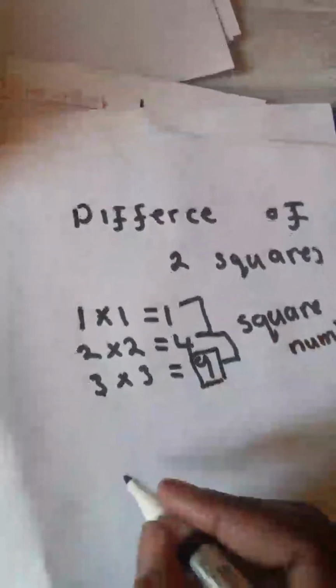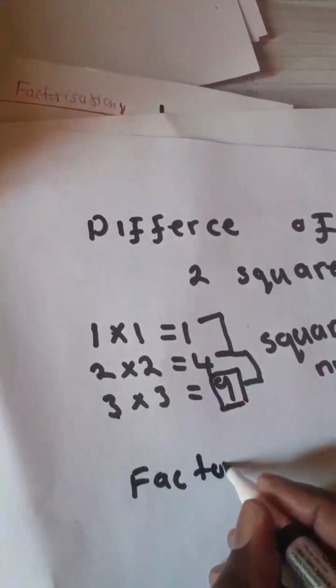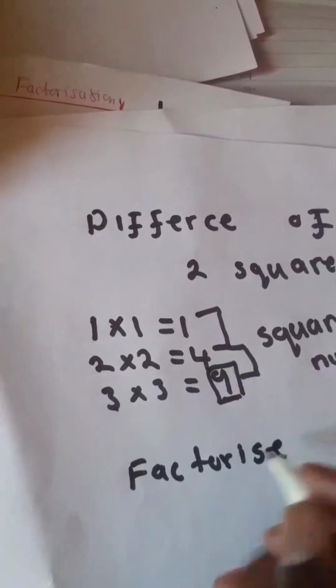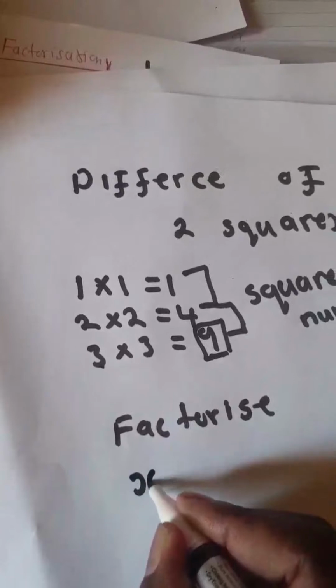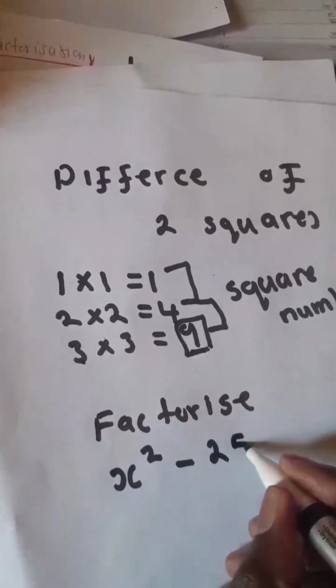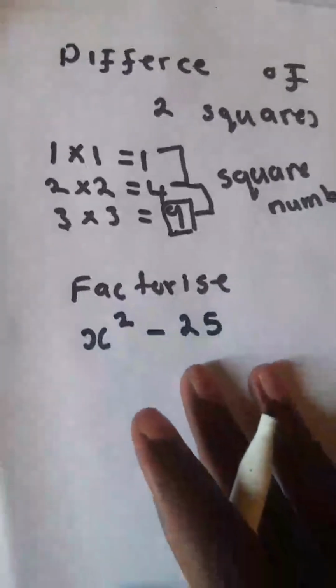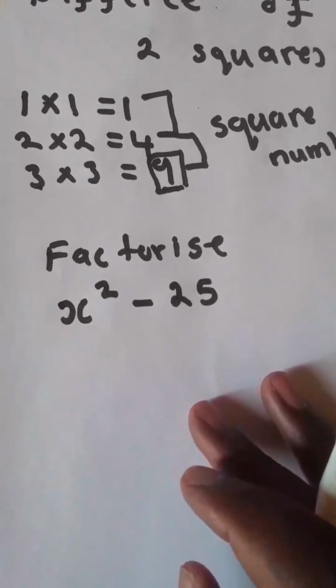So let's say you're asked to factorize completely. Factorize, then you're given x squared minus 25. X squared minus 25. Then you're asked to factorize completely.